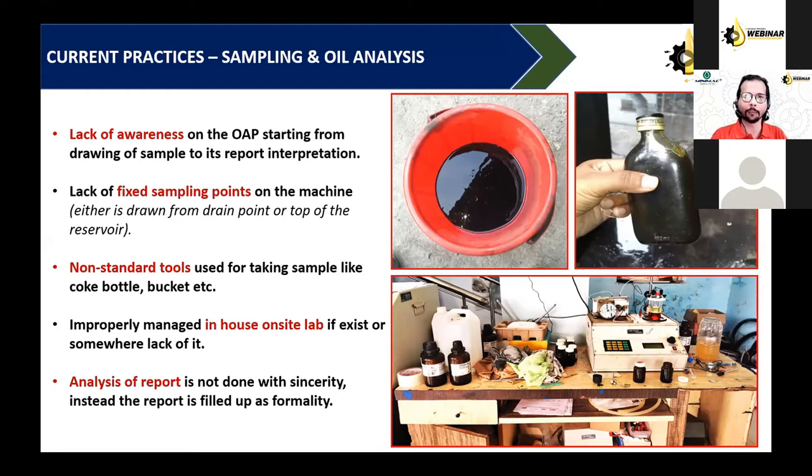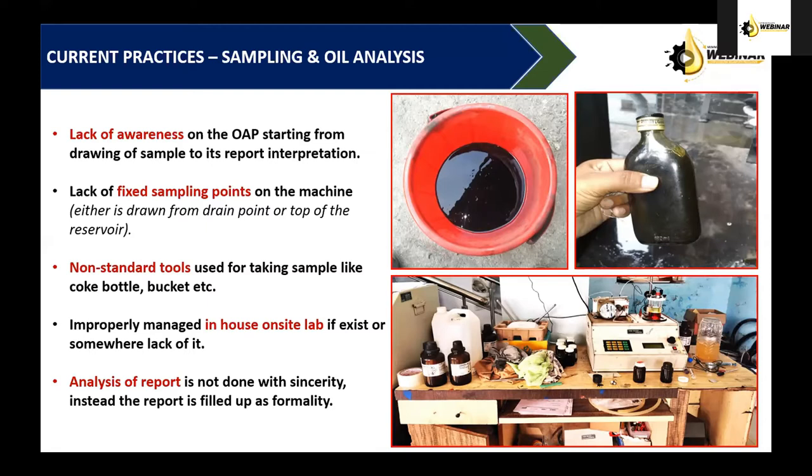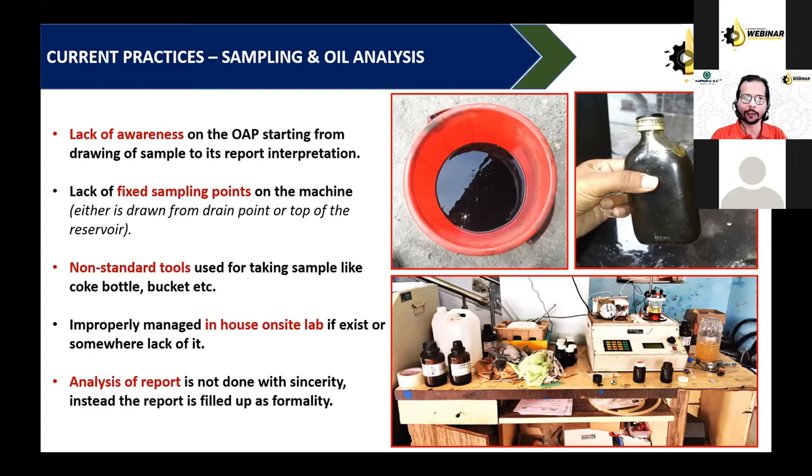Then sampling bottles. We cannot take sample in a water bottle or something like that, a normal bottle. There is ISO standard for the bottle. For the critical equipment, we have to maintain NAS class like 4, 3, or 2. For that, we have to use super clean bottle or ultra clean bottles. The equipment which are not very critical, they are in normal range, like some gearboxes of low RPM something. Then we can use some normal sampling bottles.